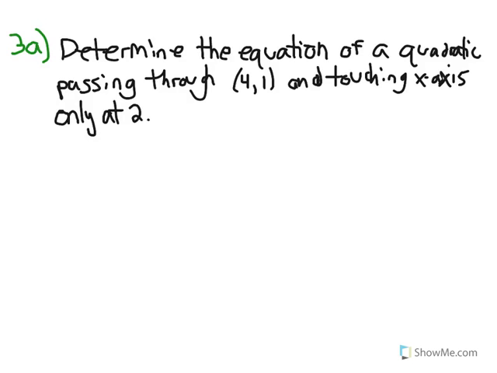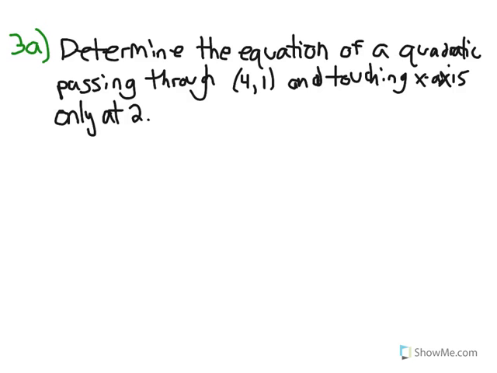Hey everyone, I'm on to question 3 now of this quadratics test for IB1. Question 3 has 4 parts to it, each one asking to give the equation of a quadratic. So part A has a quadratic that passes through the point (4, 1) and touches the x-axis only at 2.